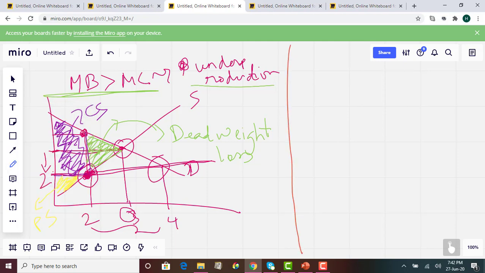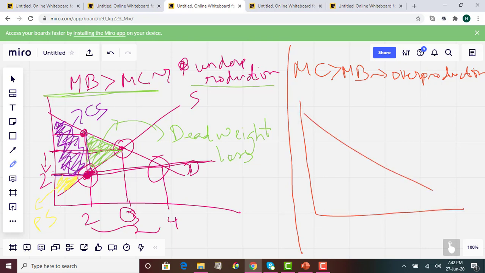Now how about the opposite scenario? What happens if marginal cost is greater than marginal benefit? In that case we are going to have overproduction. And how do we show that in the graph? So let's say again, this is your demand curve, this is your supply curve, and we know this is the equilibrium. Now we are saying we have overproduction. What that means is probably the price is greater than the equilibrium price. So this is, let's say, 3, and this is 4. What's happening here?